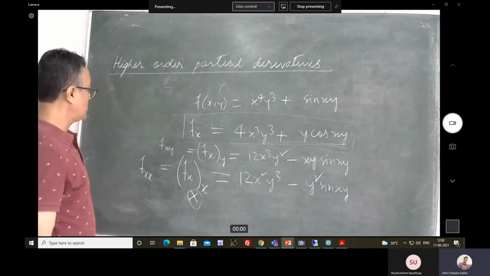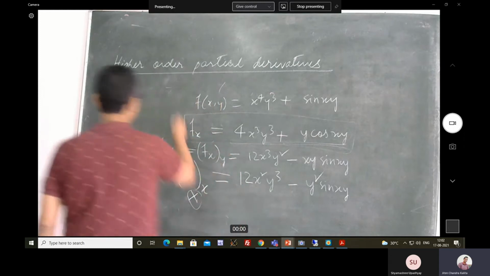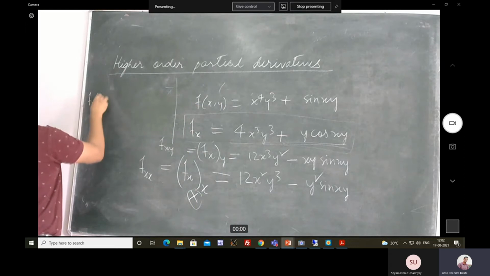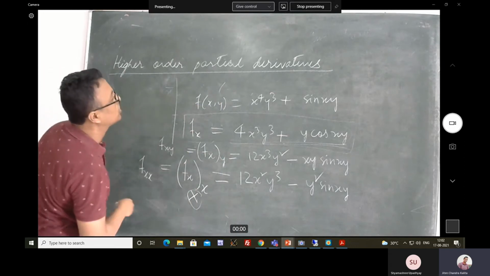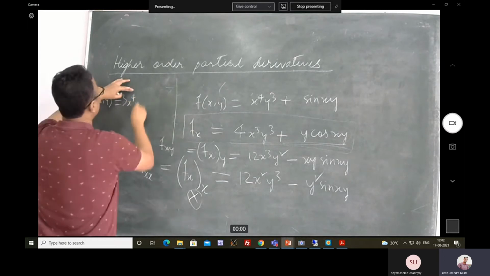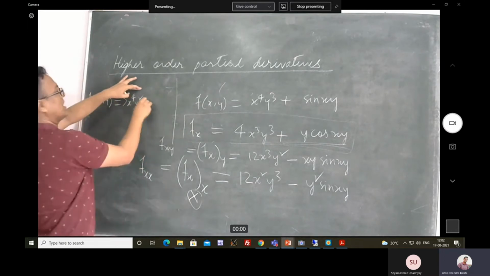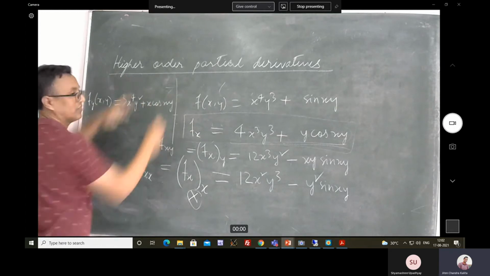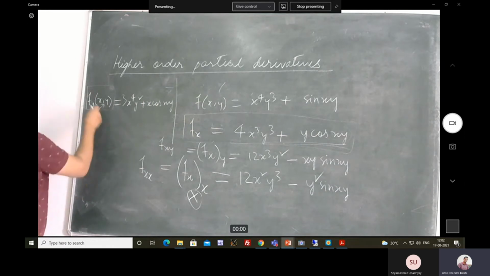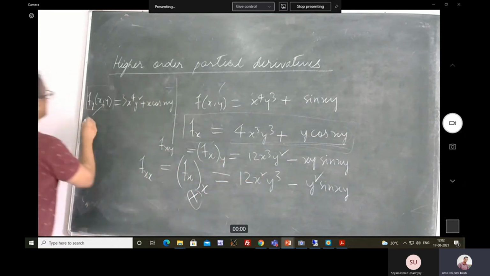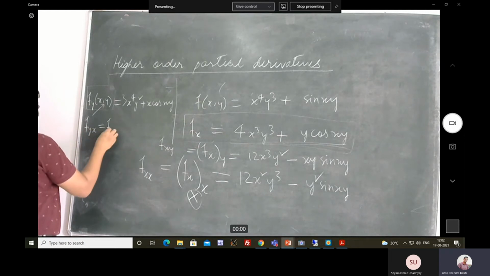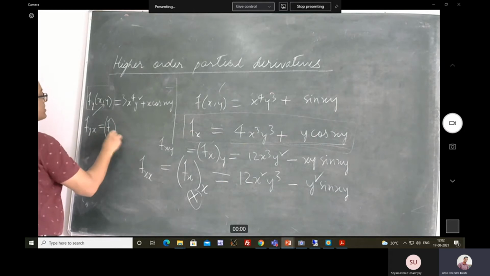Okay, fine. So now another thing is that, from here I can find fy also. We have already found out fy earlier. So it equals what? 3x to the power 4 y squared plus x cos xy. Right? Now again, I can think about the partial derivative of this function with respect to x. So if I go by this, it is going to be fyx. So this is fy with respect to x.